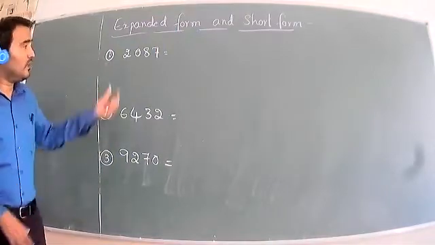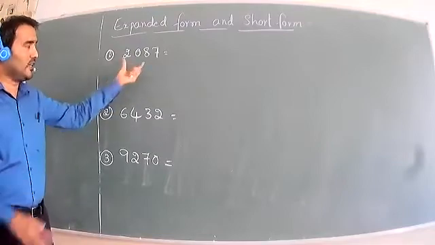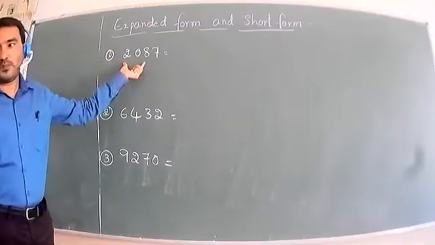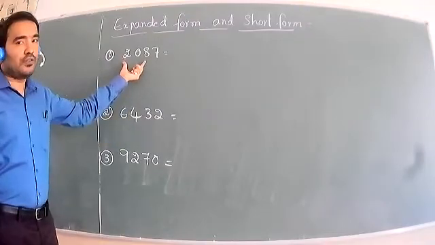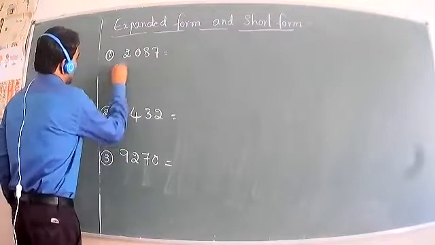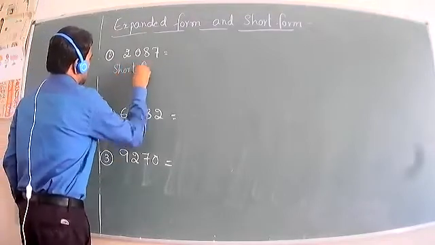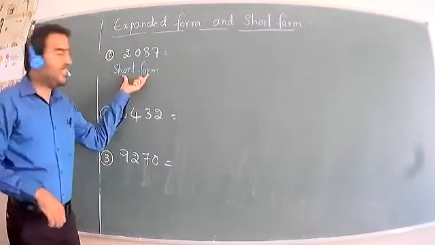What is the short form? The short form means we write the digits together. That is called short form. We can also call it standard form. Keep in mind it is the short form.